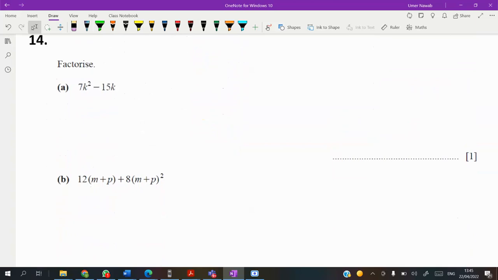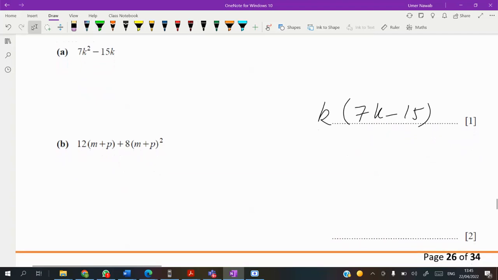Next, k is common, so I will take k common, so 7k minus 15, because in the numbers 7 and 15 they have nothing common, just one.